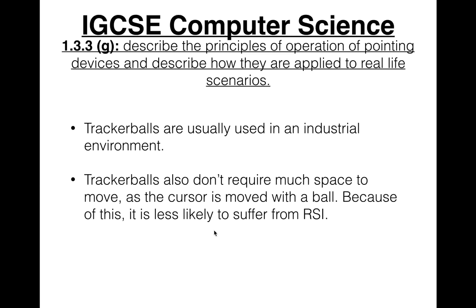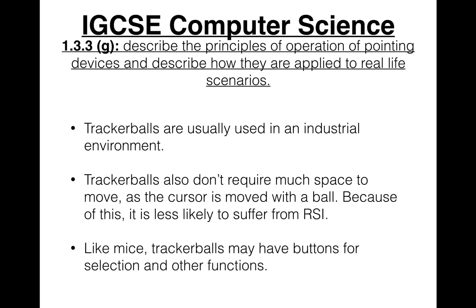You can try to think of some ways tracker balls are used in industrial environments. I can't think of one off the top of my head, perhaps in designing, where you might want to use a tracker ball to move some stuff. Never mind, I can't really describe it. Like mice, tracker balls may have buttons for selection and other functions.